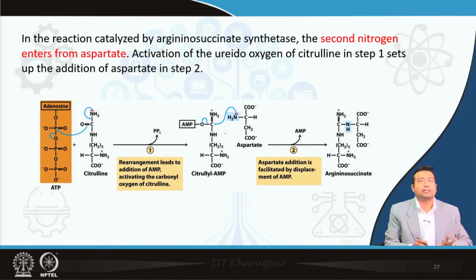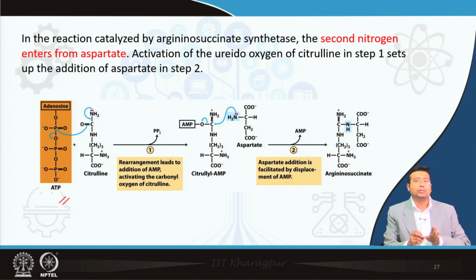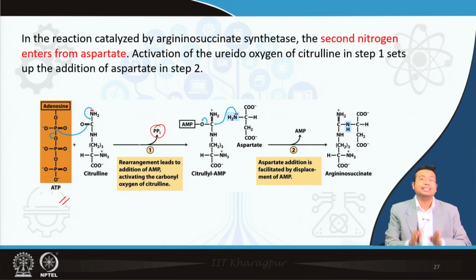Of course, the next reaction is the use of citrulline and use of aspartate to form argininosuccinate. So, over here, another molecule of ATP is utilized, but it liberates pyrophosphate. So, in reality it is equivalent to using two molecules of ATP, because ATP is converted to AMP. So, two high energy phosphate bonds are broken over here.